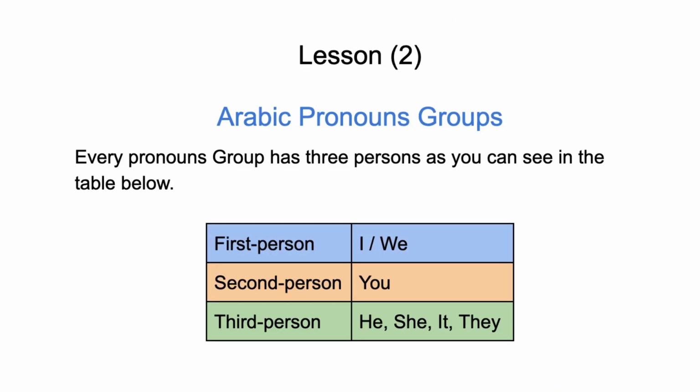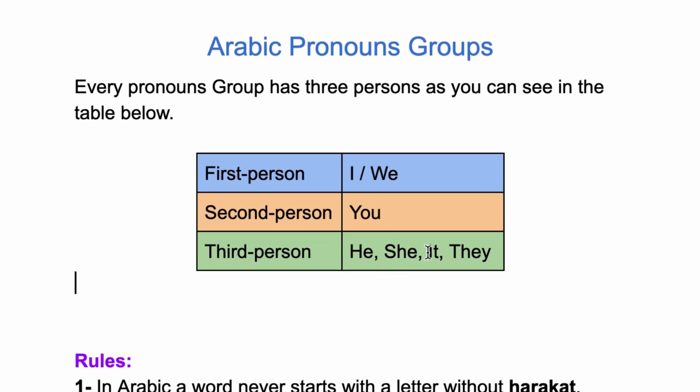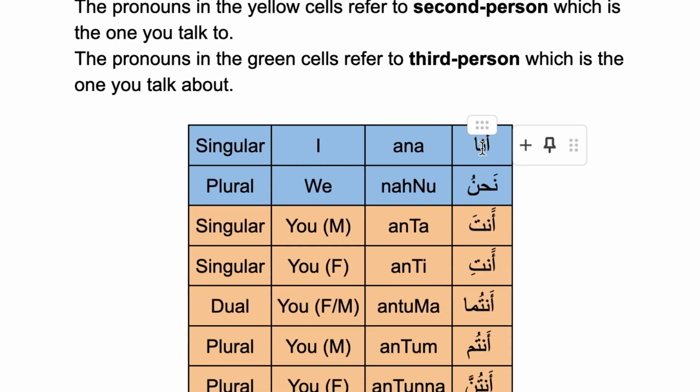Now, every pronoun group has 3 persons: first, second, and third, as you can see here. Everything in the blue cells refers to the first person, who is talking. Everything in the yellow cells refers to the second person, the one you talk to. And everything in the green cells refers to the third person, the one you talk about. This table contains all the Arabic subject pronouns, but before we go through them, let's have the first rule for reading.